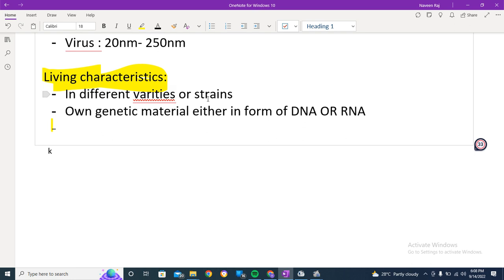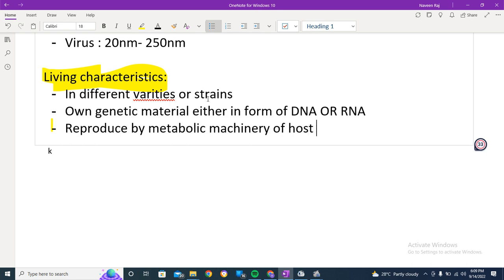And we have got that they can reproduce by using the metabolic machinery of the host cell. They do not have the ability to reproduce on their own, but they can reproduce when they get into a host.